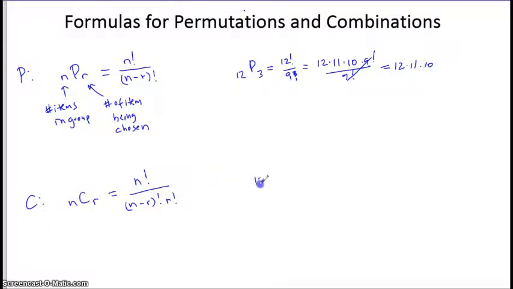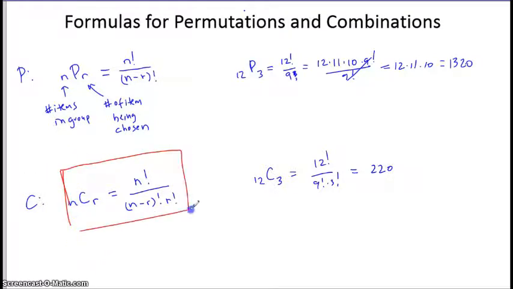So for example, when we did 12C3, that was the problem we had just done. We would have done 12 factorial divided by 9 factorial times 3 factorial, and when we simplified that out, we would have gotten the 220 answer. I'm going to go ahead and write 1320 up here. So these are the main formulas you want to get out of this. They're pretty simple to remember, and n and r have the same meaning in both situations.